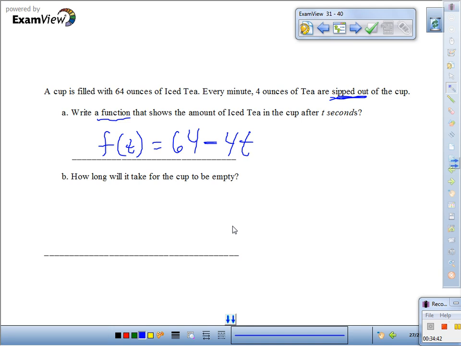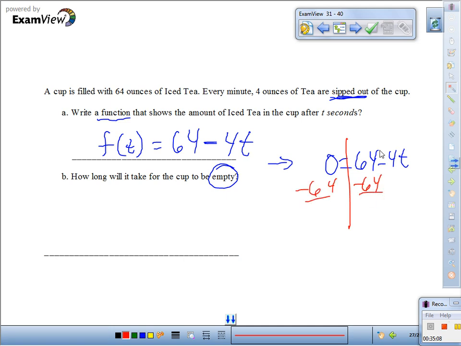Are we there? All right, let's solve this. To solve this, they want to find out when the cup is what? Empty. What does that mean? When it's equal to what? So 0 equals 64 minus 4t. Let's solve. Minus 64, minus 64. Negative 64 equals negative 4t. Lastly, divide by negative 4, divide by negative 4. 64 divided by 4 is 16 equals t.